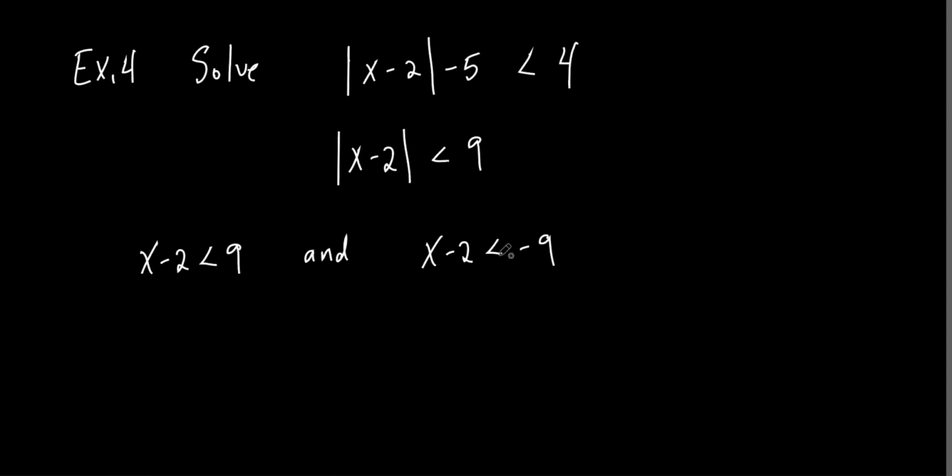Let me try to say this correctly. Instead of just making this a negative 9, you remember the rule that says if you multiply or divide anything by a negative, what do you do? Change the sign. Okay? So instead of making it less than, what are we going to do? We're going to make it greater than.